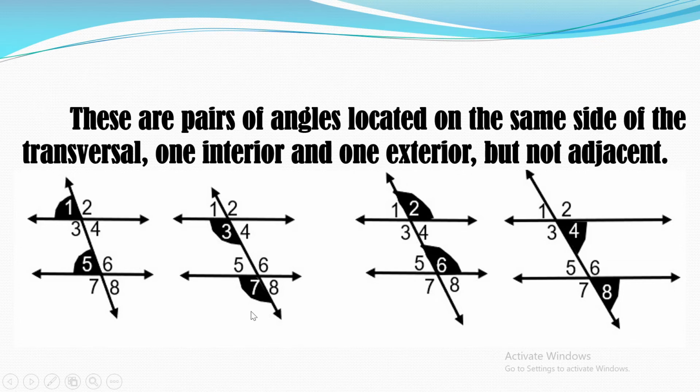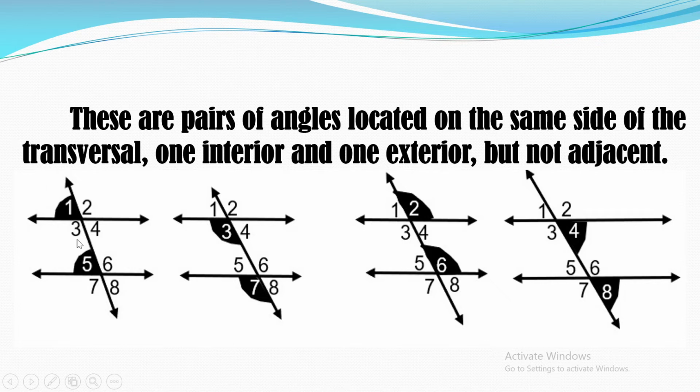All right, these are pairs of angles located on the same side of the transversal. One interior and one exterior, but not adjacent. So if we're going to look at the figures, we have here on this first figure, both angles are on the left side of the transversal. Same with this second figure. And these two pairs of angles on these two last figures are on the right side of the transversal.